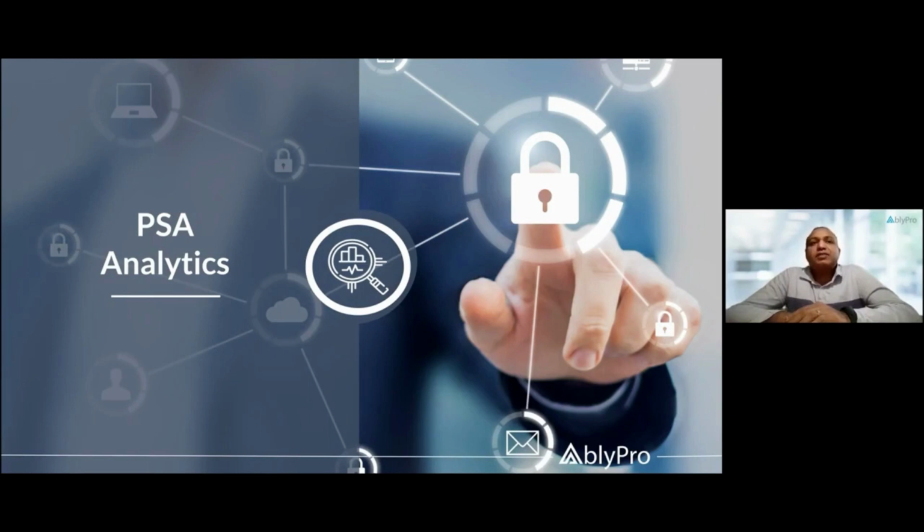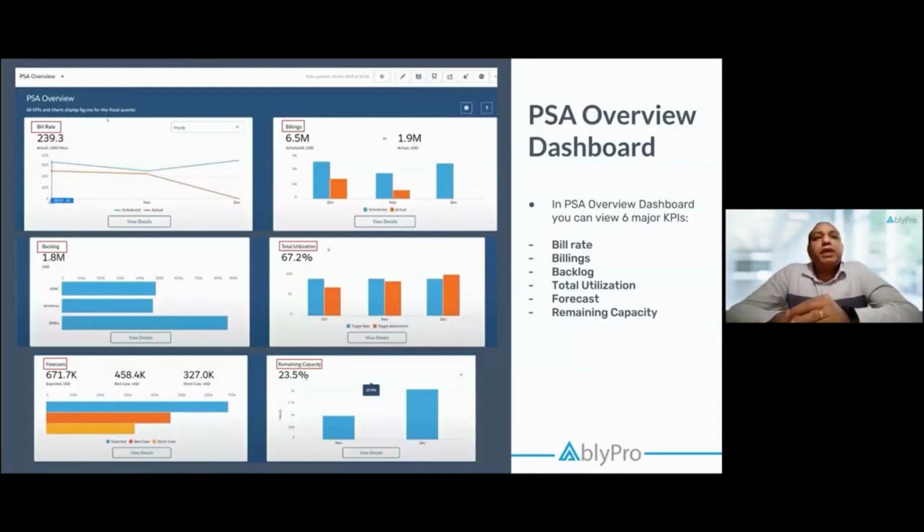There are PSA analytics as well, which actually help you analyze what's there in the PSA. So PSA has these 6 KPIs as we had for the CFO Overview Dashboard. There is a PSA Overview Dashboard. You click on it, right? And what you get is these 6 KPIs, which is the bill rate, backlog, forecasts, total utilizations, remaining capacity, and the billings.